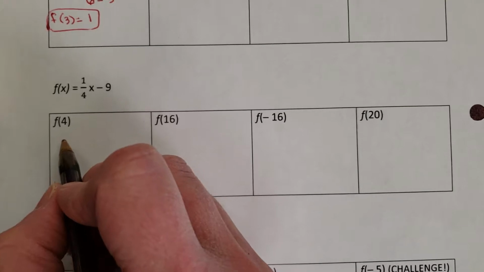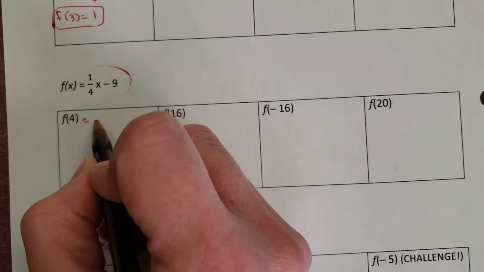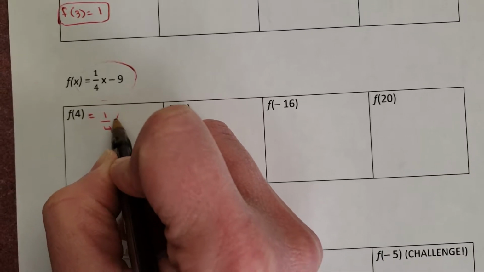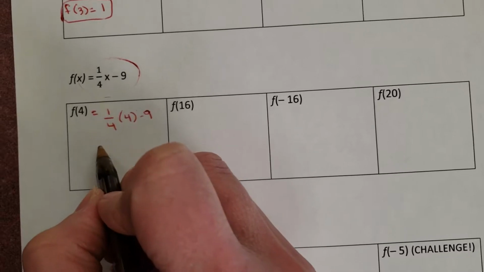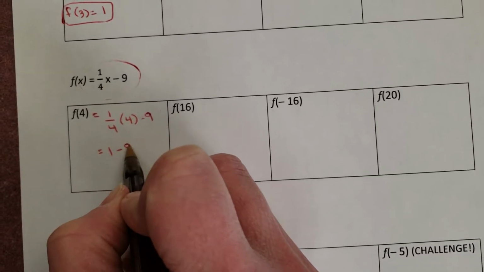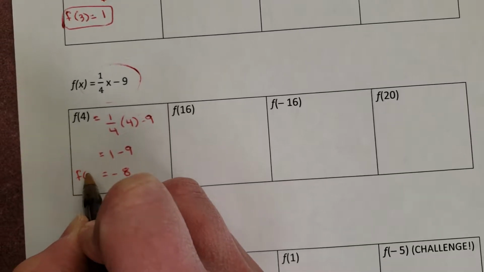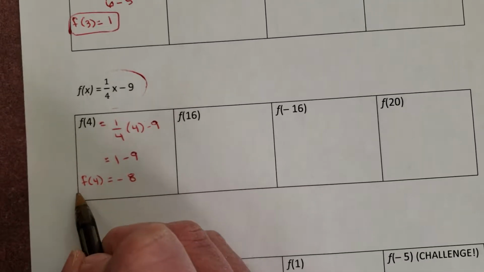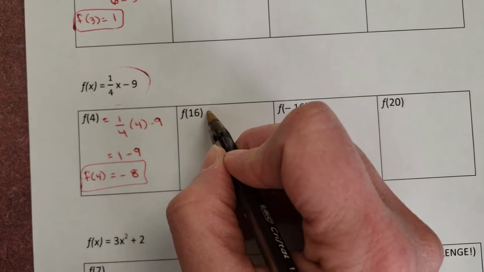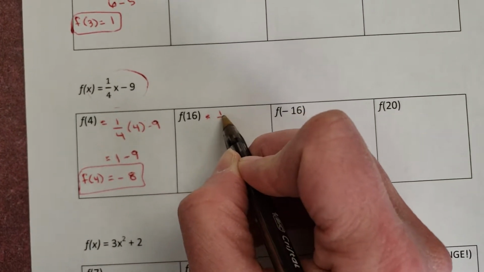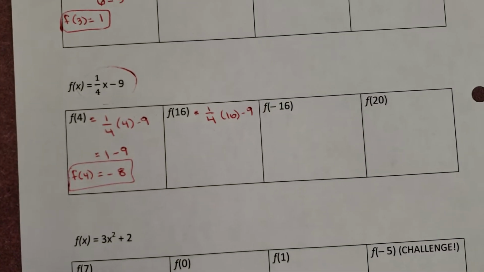Similarly in this one, f of 4 in this function here would be 1/4 of 4 minus 9. Well, 1/4 of 4 is 1 minus 9. 1 minus 9 is negative 8. So f of 4 is negative 8. And so you'll repeat the process. F of 16 would be 1/4 of 16 minus 9, and so on.